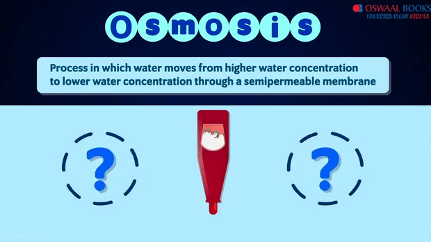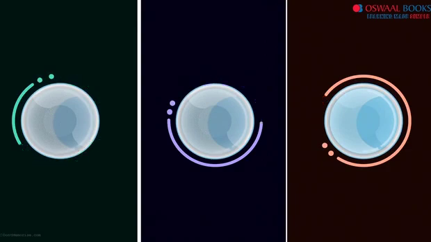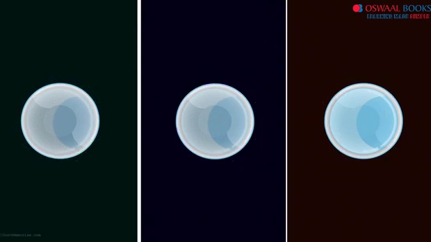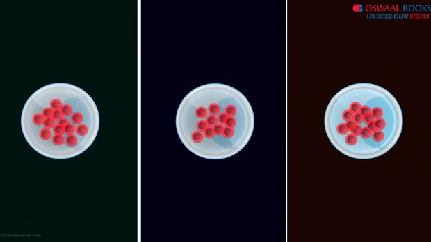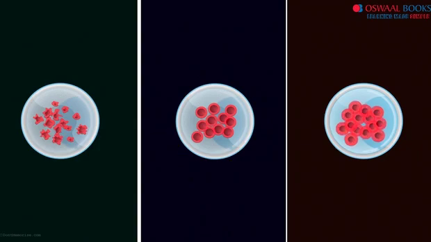And what does this mean exactly? Let's conduct an experiment to understand it better. Let's take 3 plates or containers with salt solutions of different concentration in each. Let's add a few red blood cells, that is RBCs, in each. After a while, we notice that the first set has cells which are shrunk, the second set has cells that are just the same, while the third set has cells which are swollen or bulged.